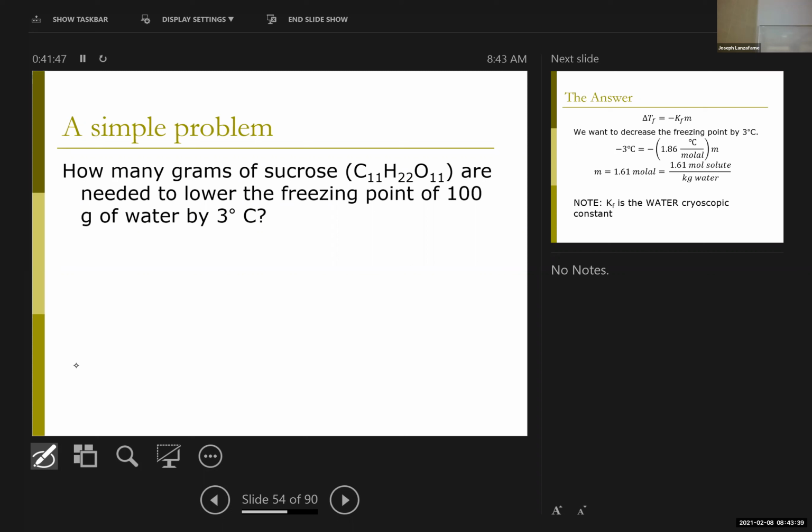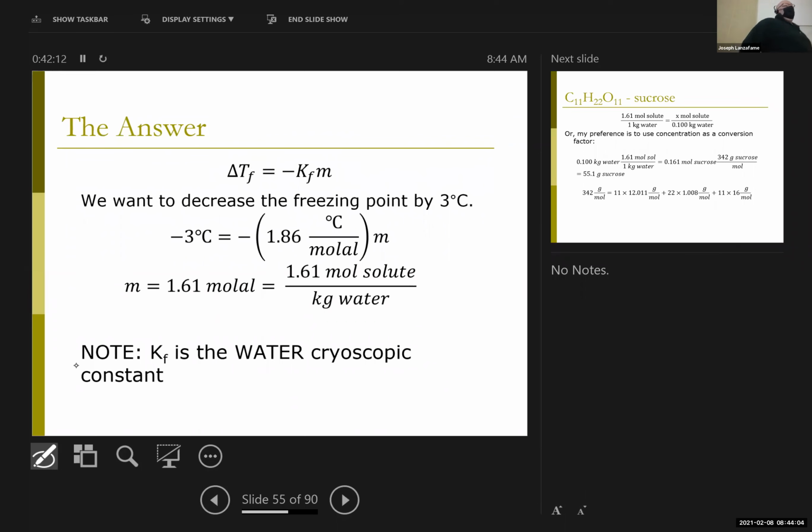And so I threw sucrose in water before to change the vapor pressure. I can also throw sucrose in water to lower the freezing point. And again, the math here is simple, and there's only really two ways I can do it. I either have a target temperature I'm trying to get to, or I have a solution already and I'm trying to figure out what the freezing point is. In this case, I'm trying to get to a freezing point of -3 degrees C.